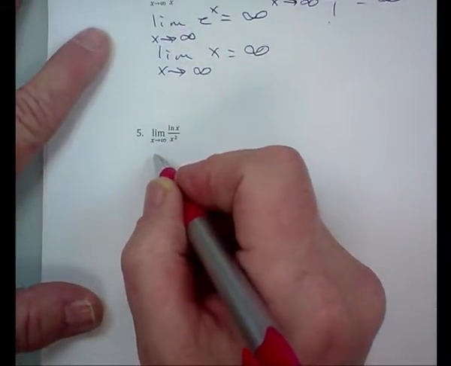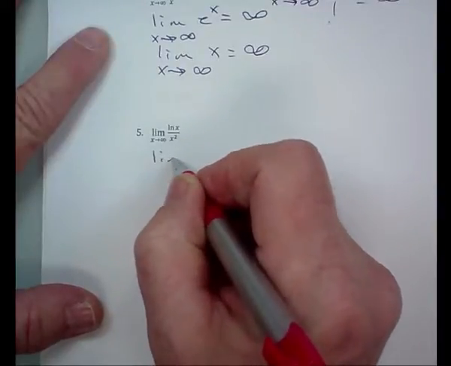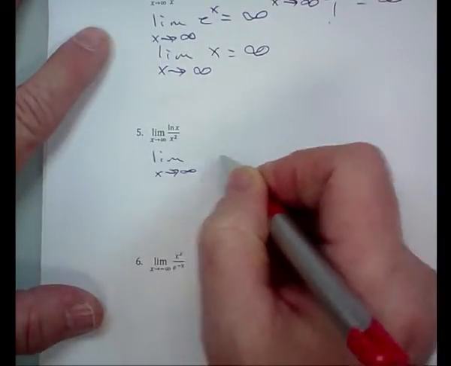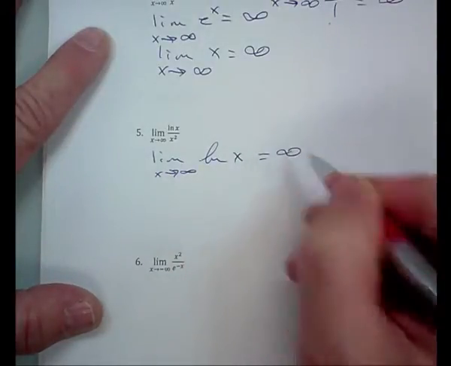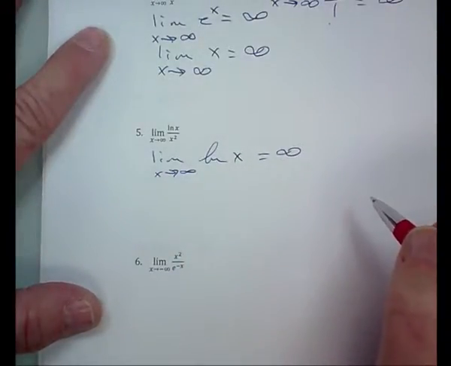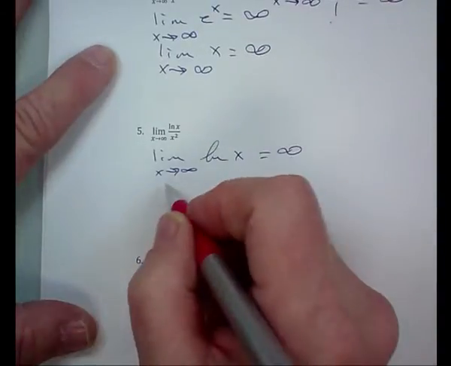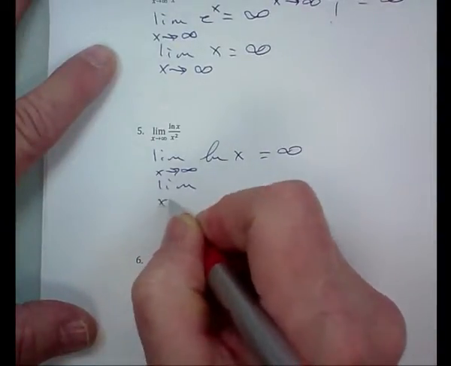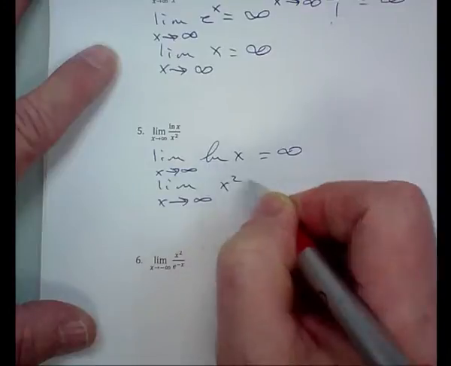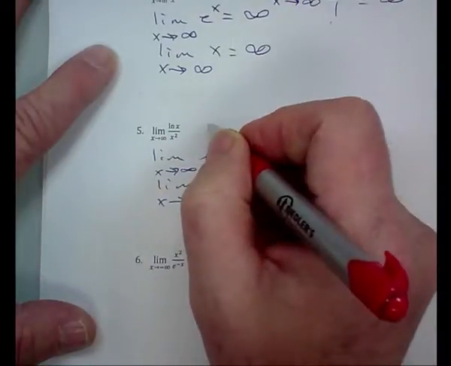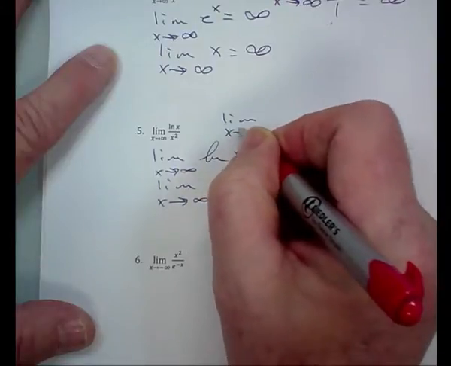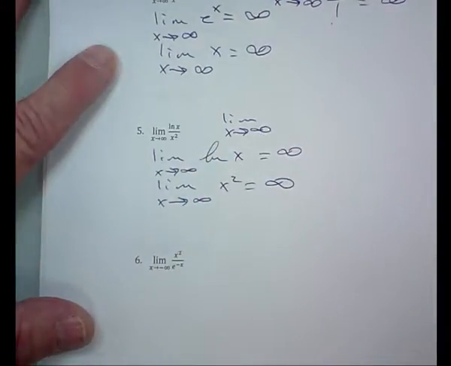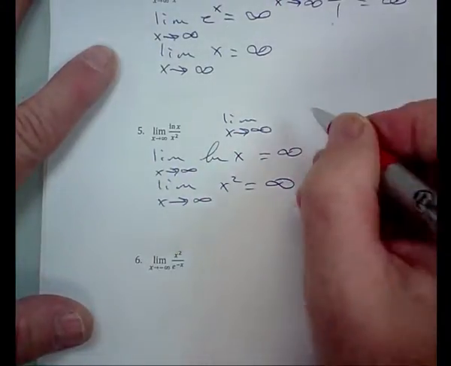We're going to start by setting the top: the limit as x approaches infinity of ln of x, and that should be infinity. It's growing, but it's growing very slowly. Would you agree? Yeah. Same thing at the bottom: the limit as x approaches infinity of x squared equals infinity. So this is going to be the limit as x approaches infinity of what? 1 over 2x squared.